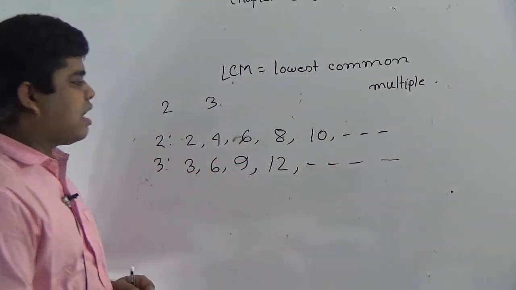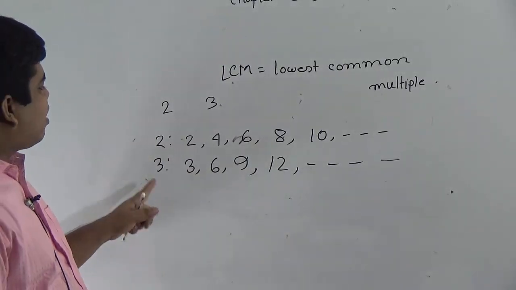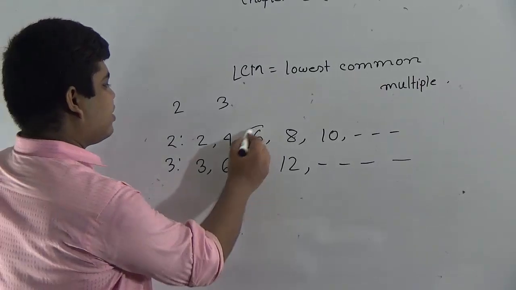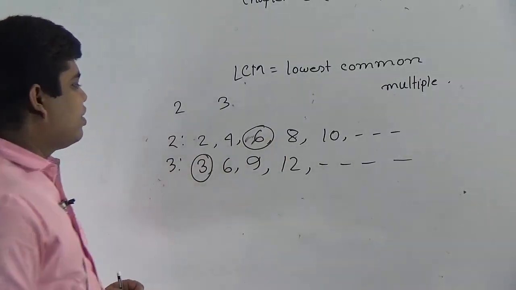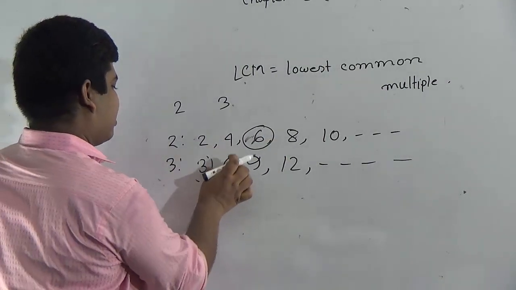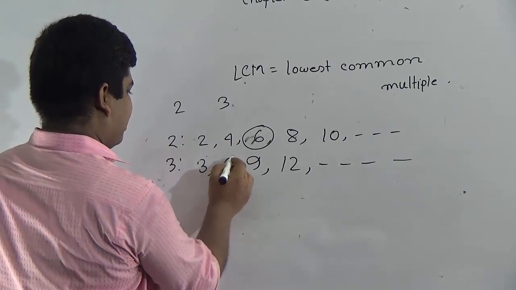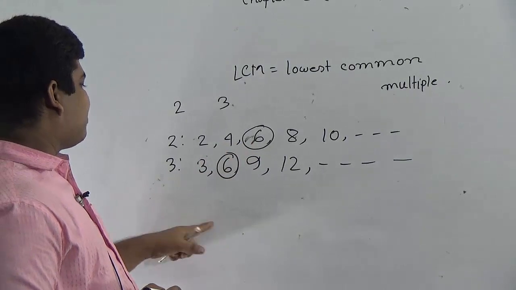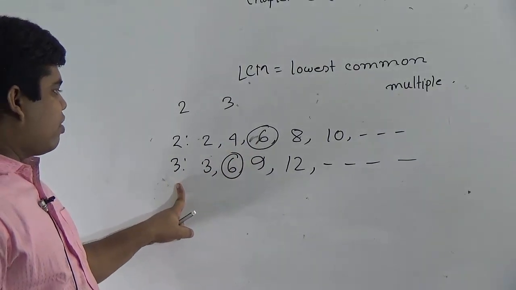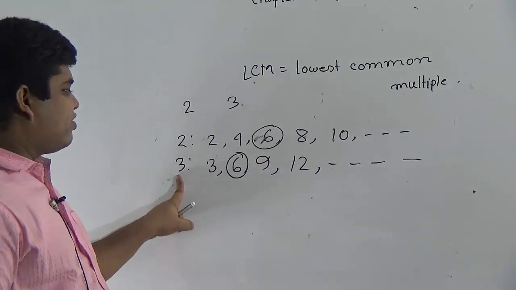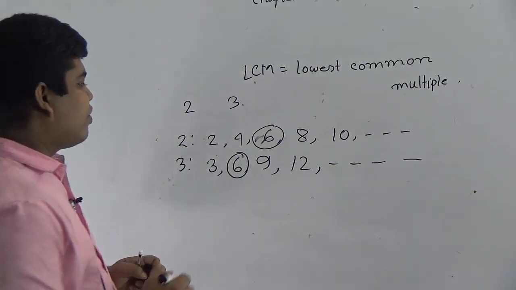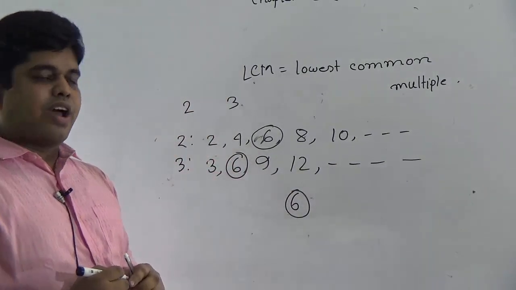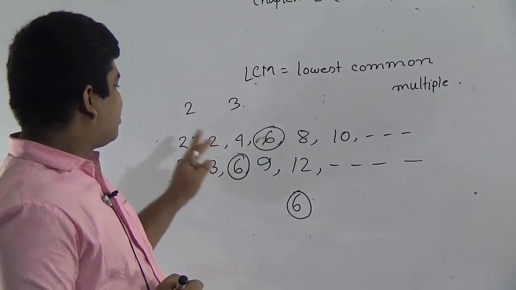My dear students, now we notice which number is common between the multiples of 2 and 3. Here you notice 6 is common. And 6 is the lowest common multiple of 2 and 3. So we say the LCM of 2 and 3 is 6. Just like this, you find out the LCM.